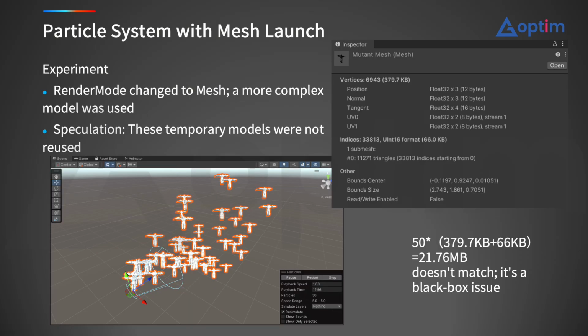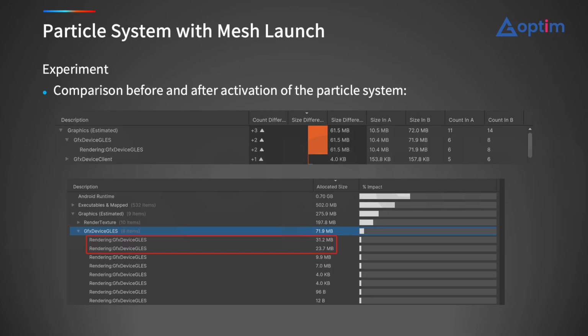For testing, we reused the monster model mentioned earlier as the emission mesh source. We activated a particle system that continuously emitted instances of this mesh. Before and after activation, memory usage increased dramatically. In some cases, a single mesh-emitting particle system introduced tens of megabytes of additional memory overhead.